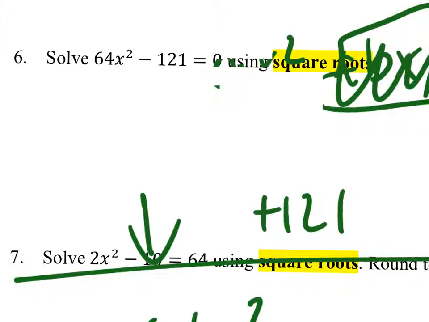Order of operations says you do exponents before multiplying and dividing. So to undo it, you do multiplying and dividing before you do exponents. So you're supposed to divide by 64, and you get x squared is equal to, when you do 121 divided by 64, you get 1.89.